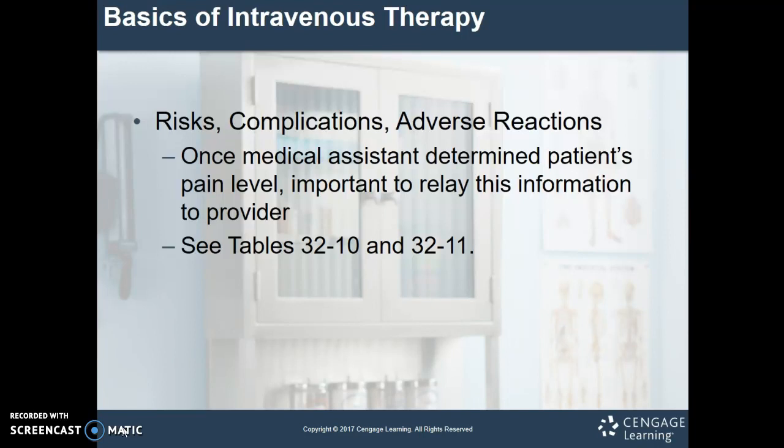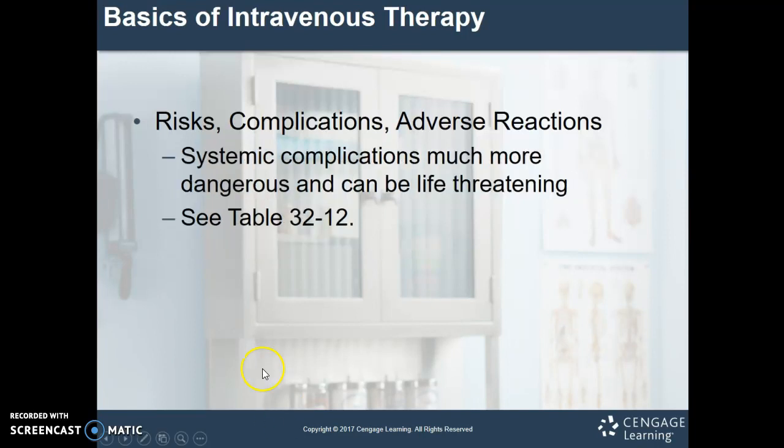Moving on to systemic complications. These are much more dangerous and can be life-threatening. We want to take a look at Table 32-12 for signs and symptoms of systemic complications, and those include generalized swelling, erythema along the veins, trouble swallowing or breathing, flushing, agitation, anxiety, confusion, itching, etc. So always be aware of what to be on the lookout for when it comes to systemic complications.